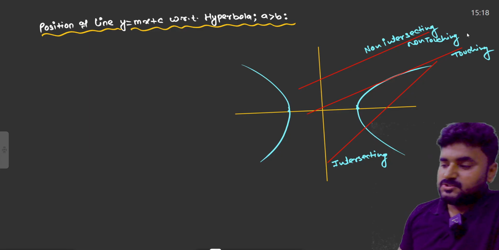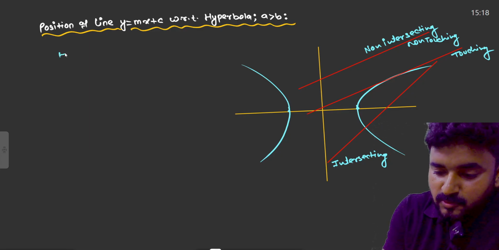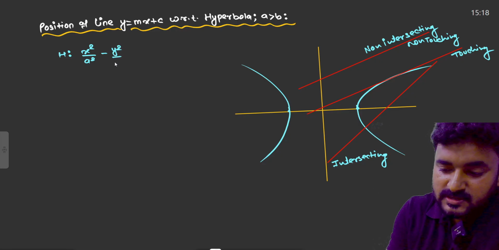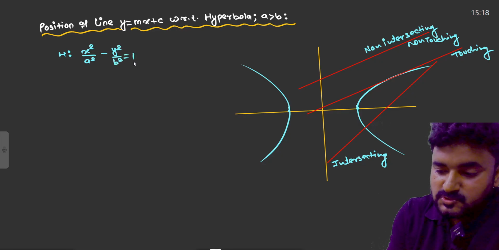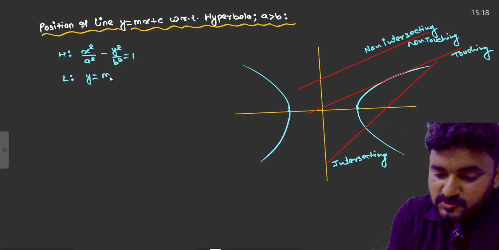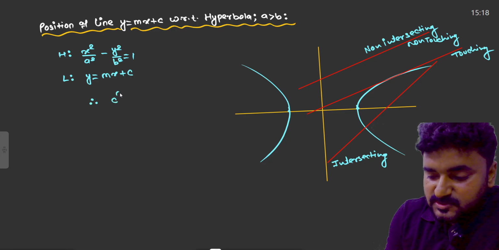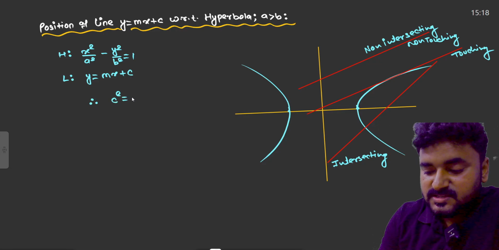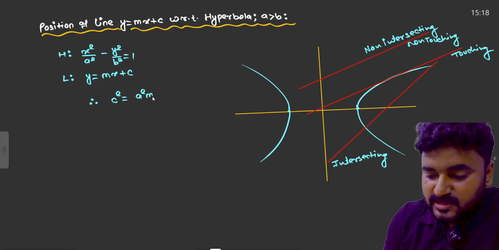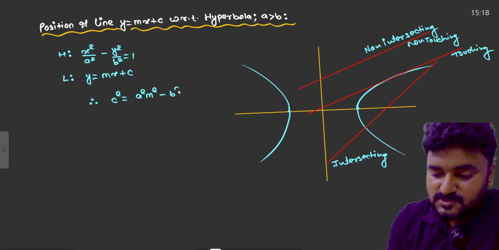Just watch, the hyperbola equation you know is x²/a² minus y²/b² equals 1, and the line equation you have written is y equals mx plus c. Some time ago I told you the condition for tangency, that is c² equals a²m² minus b².